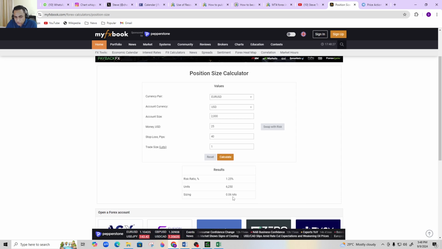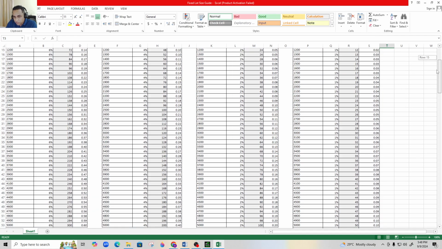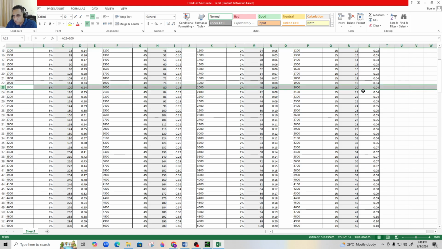So that's 0.06 lot, okay? So that's roughly about the same on a $2,000 account. It's 0.04, 0.08, it's in between these two. The value we got is 0.06, so that's about 6 micro lots. So it's in between these two columns, right? Which is a safe risk to trade at.